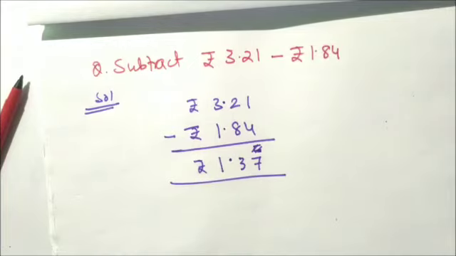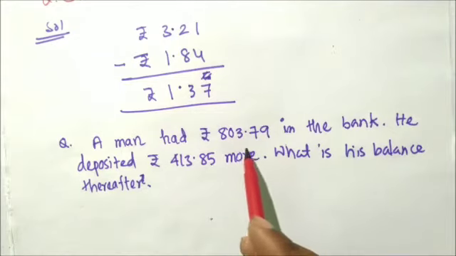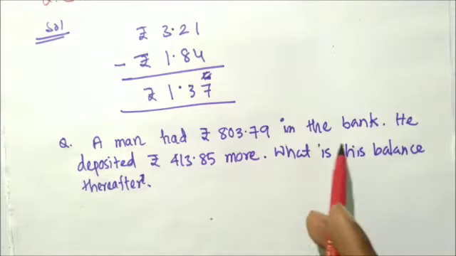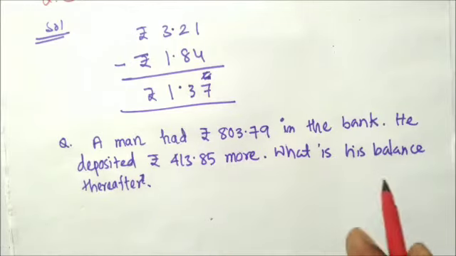Okay, so you may get various types of word problems from your book. Those questions are not very difficult, I believe, and you'll be able to solve them. A simple word problem I would like to show you. A man had rupees 803.79 in the bank. He deposited rupees 413.85 more. What was his balance thereafter?